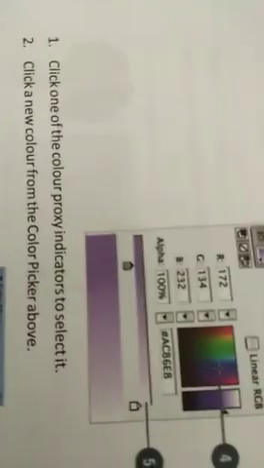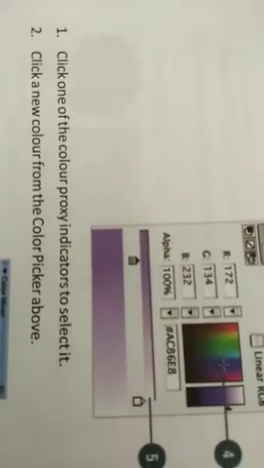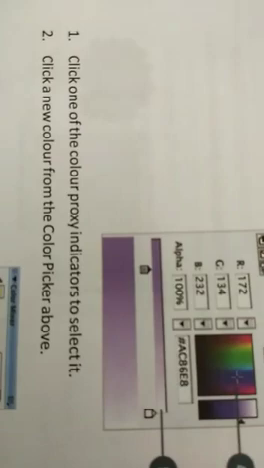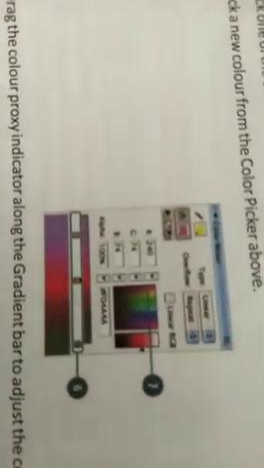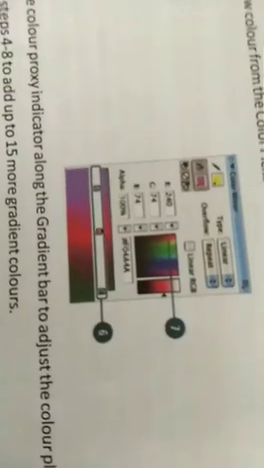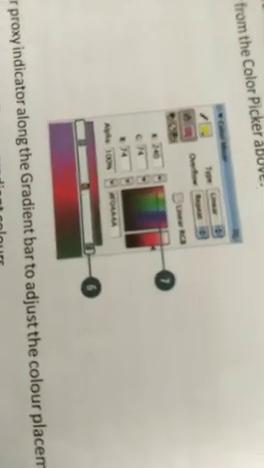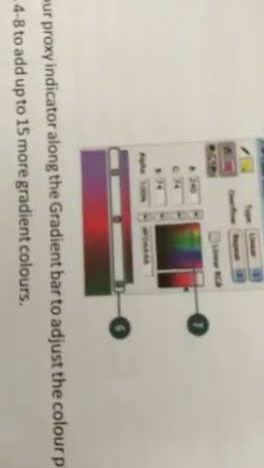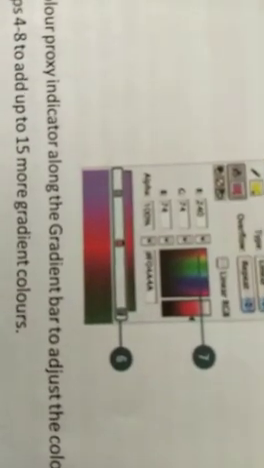Now click one of the color proxy indicators to select it. Click a new color from the color picker above. Drag the color proxy indicator along the gradient bar to adjust the color placement. Repeat steps 4 to 8 to add up to 14 more gradient colors.